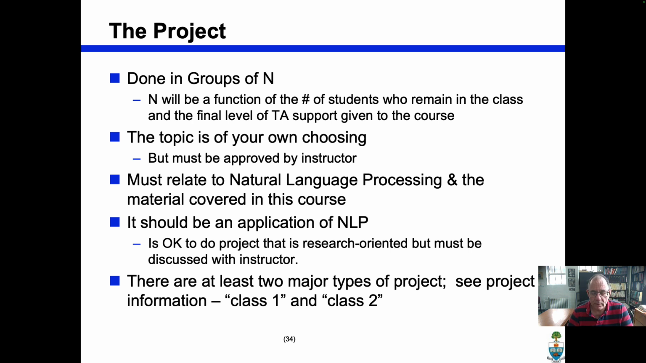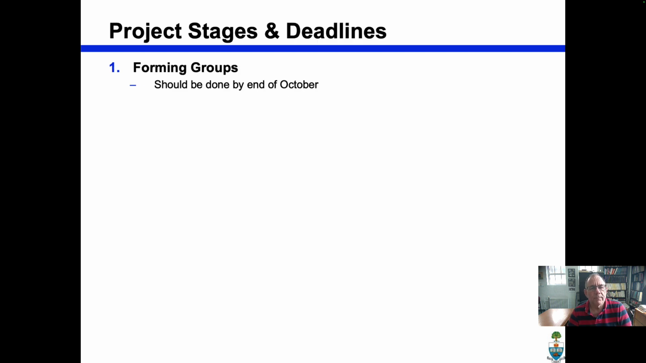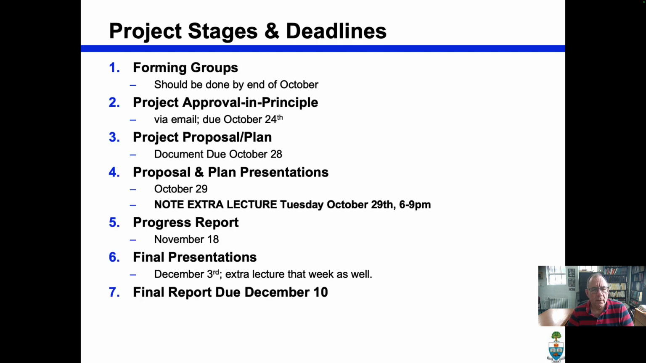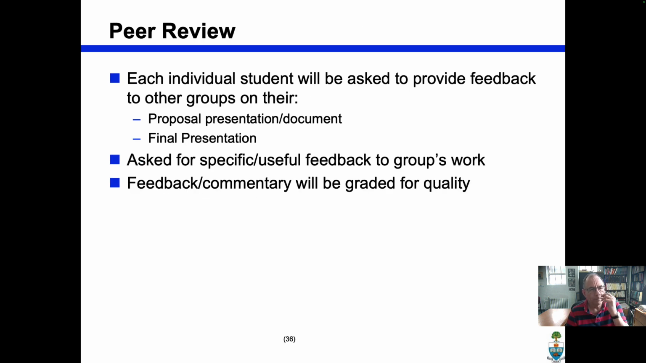It's in the documents that I'll be handing out, but also in the class discussion. These are the deliverable stages for the project. You have to form groups, you have to get approval in principle for the topic, give a proposal with a plan in it, and then present it, and then give a progress report and a final presentation and a final report.